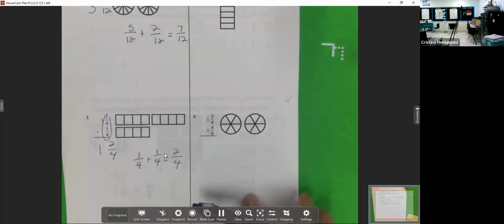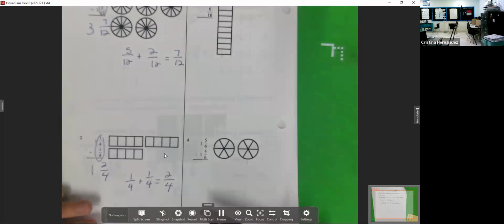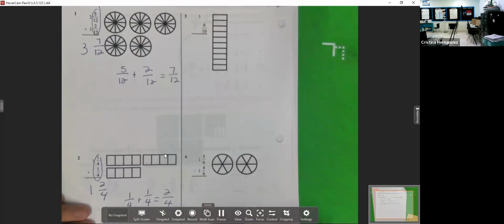All right, let's look at number 3. 3 is a little bit trickier because we're subtracting. So now I'm going to shade and stuff.